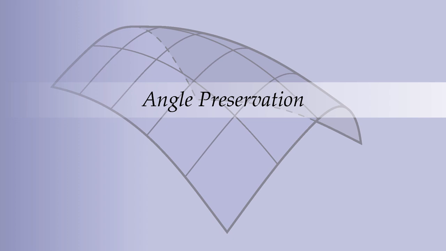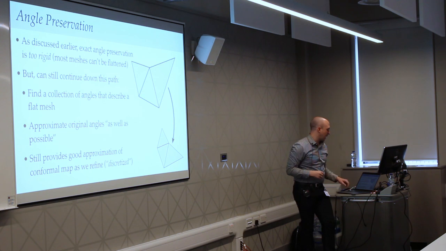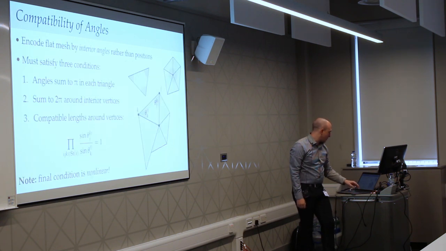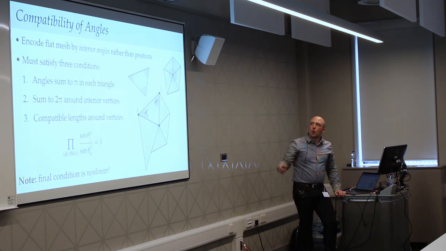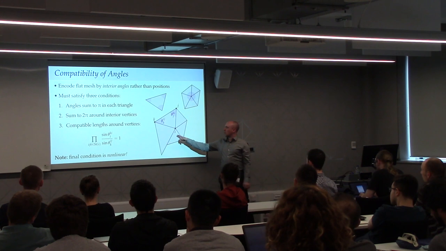Okay, we can go back to this idea of angle preservation again. It's so tempting, right? We can't get away from this idea of angle preservation. We already know it won't work. We already know we can't exactly preserve angles when we flatten, but let's try it anyway. So we could ask, what are conditions on the angles of a triangulation such that they define a flat triangulation? Some of these conditions are nice, like angles should add up to pi inside every triangle. Some of these conditions are not so nice, so we have something involving the law of sines that says, well, when we wrap around a vertex, we shouldn't get a change in length.